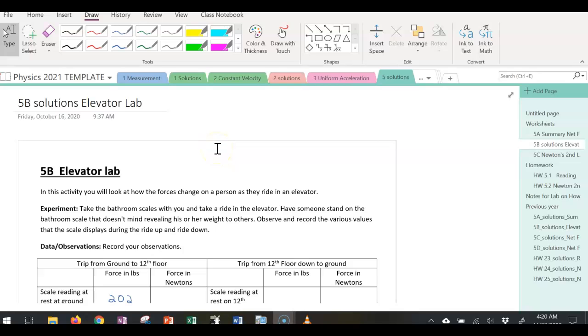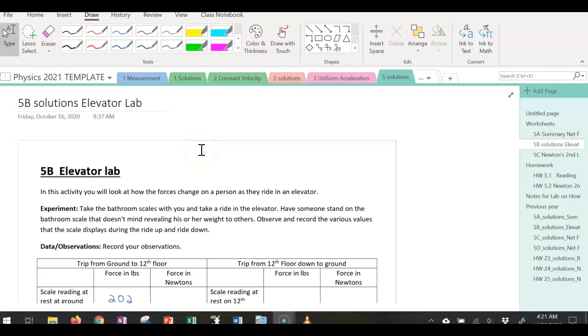In this webcast, we look at an elevator lab, which is the subject of worksheet 5B. In this activity, we're going to look at how forces change on a person as they ride in an elevator. A man has taken a set of bathroom scales with him into an elevator, and he records how the reading on the scale changes as he goes up 20 floors, and then as he comes down 12 floors, and then as he comes back down 12 floors.